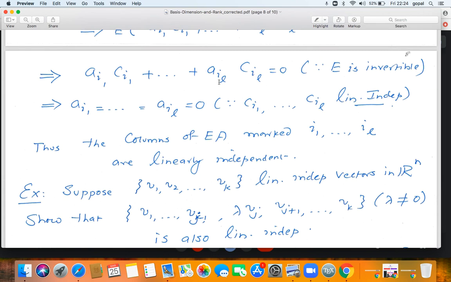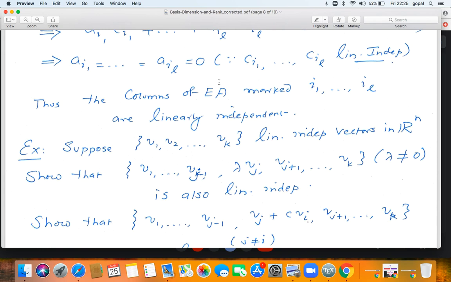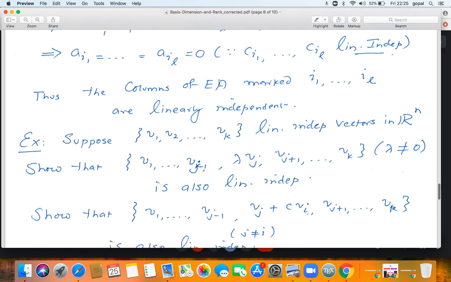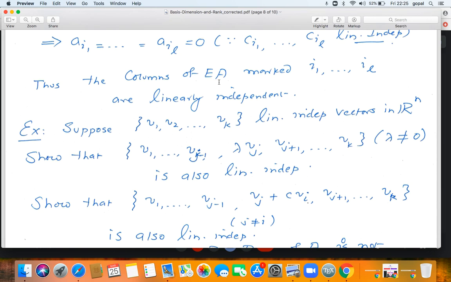Here is an exercise. Suppose you've got a bunch of vectors v1, v2, vk, which are linearly independent vectors in R^n. Suppose I multiply the first vector v1 by, say, lambda, and lambda is not 0. Again, you're going to get a linearly independent set. If I switch two vectors in the set, after all, it's a set, so ordering is not important, and it will remain linearly independent. Now I do another operation. I knock off the jth vector vj and I replace it with vj plus c vi, where j is not equal to i. This new set of vectors v1, v2, dot dot dot, vj minus 1, with vj replaced by vj plus c vi, and the other vectors kept as they are, is also linearly independent.